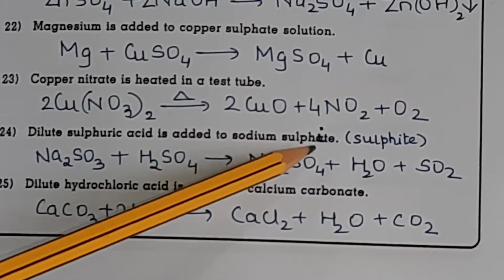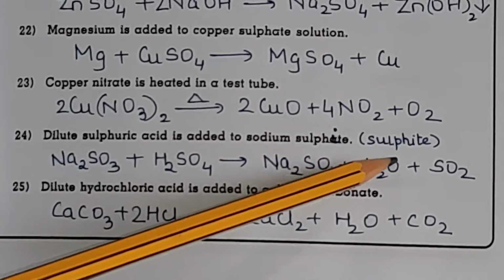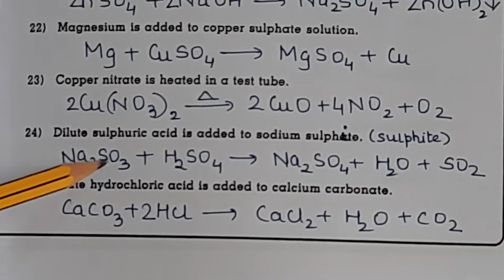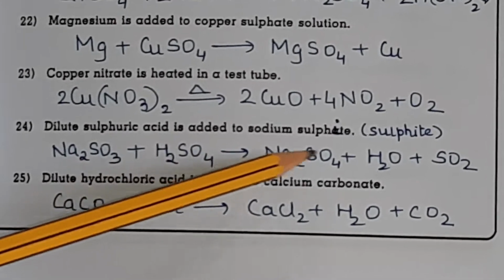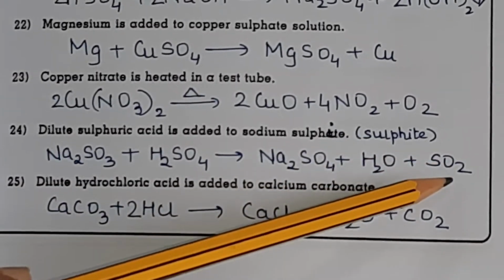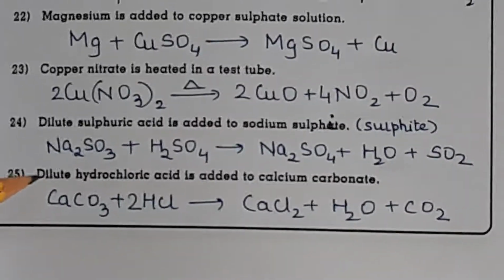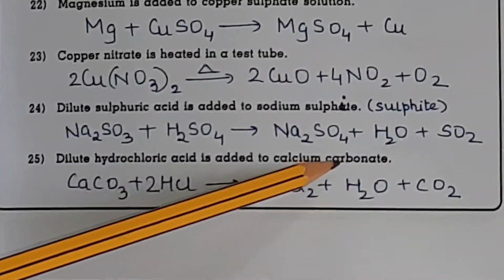Make the correction here, there is a printing mistake. It should be sodium sulfite. Na2SO3 plus H2SO4 will give you Na2SO4 plus H2O plus SO2. And the last one, dilute hydrochloric acid is added to calcium carbonate.